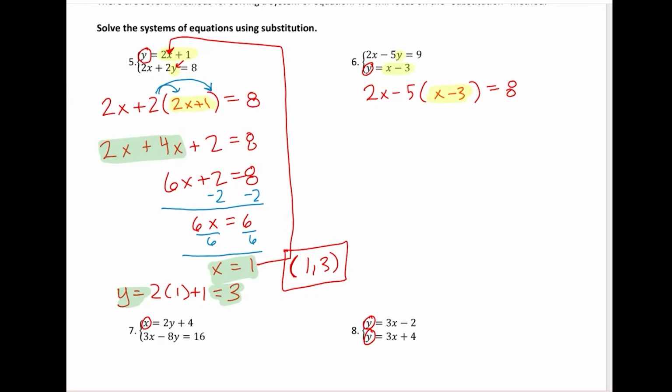Oh, did I say that again? Oh, it's equal to 9. Why did I write 8 there? Good catch. I don't know why I wrote 8 there.